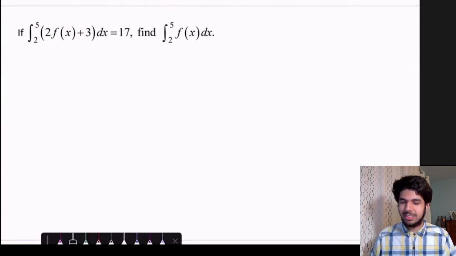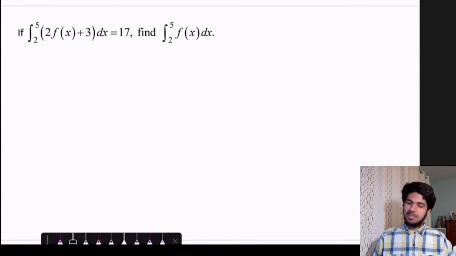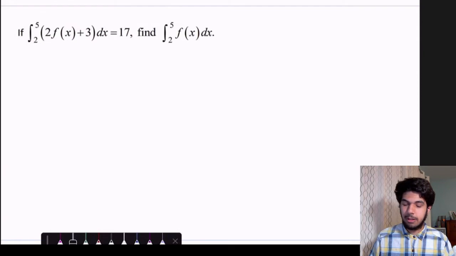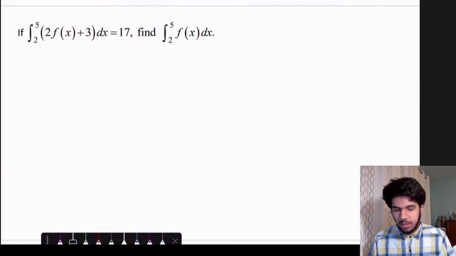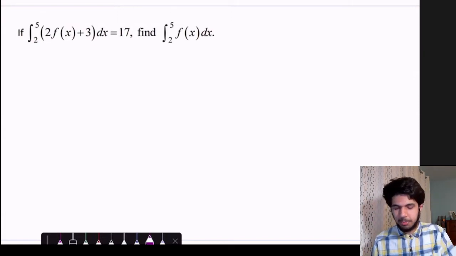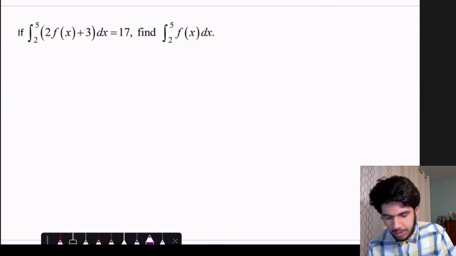Alright, this one's a little bit more interesting. So if the integral from 2 to 5 of 2 f of x plus 3 dx equals 17, find the integral from 2 to 5 of f of x dx. Okay, so this is going to be testing our integration properties. How well do we know our integration properties? So let's try writing out this left-hand side and seeing what happens.